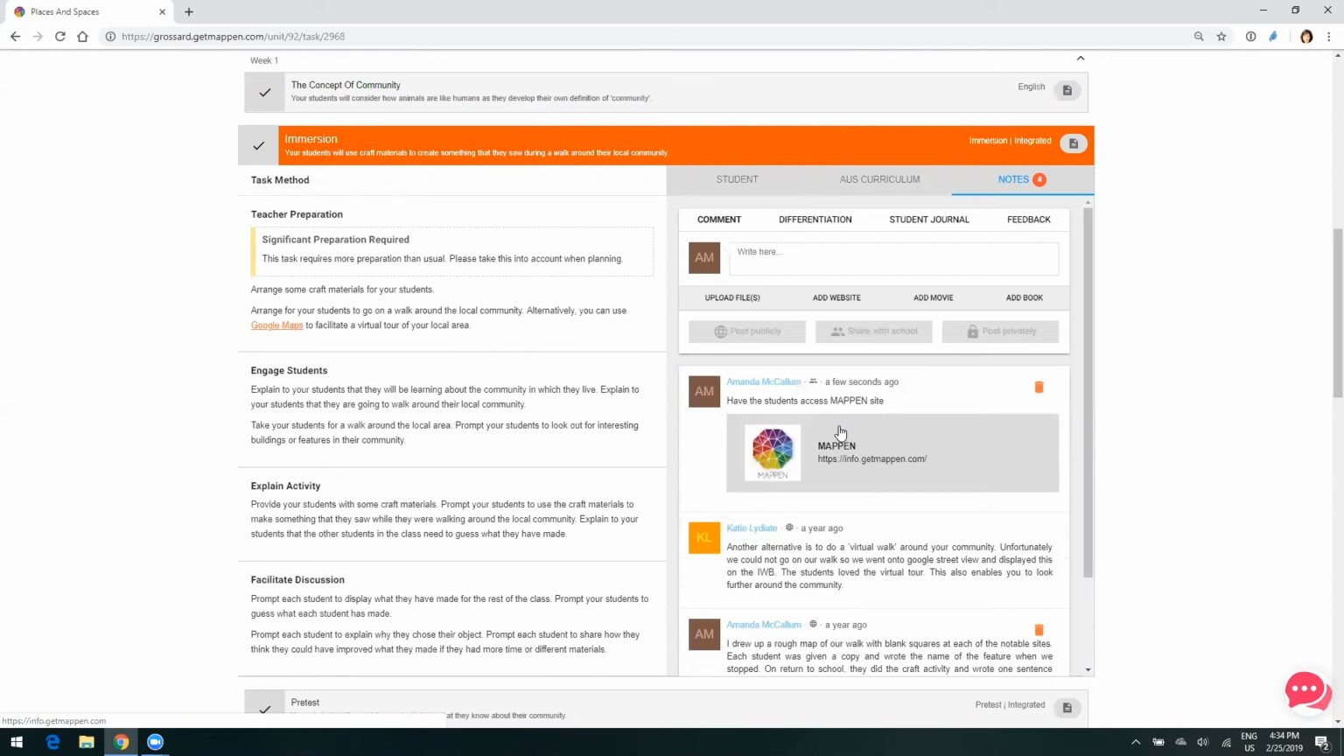So I would say share with school, and then it will appear in my screen and I can use it there. Because I added the task, the note, I can also delete it, which I'm about to do now. Okay.